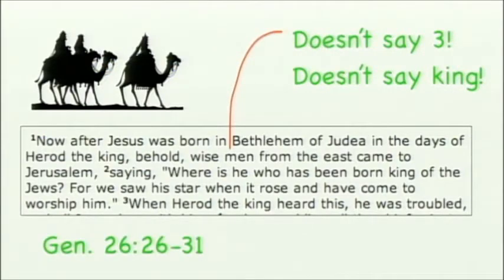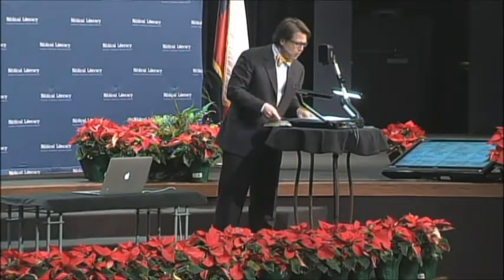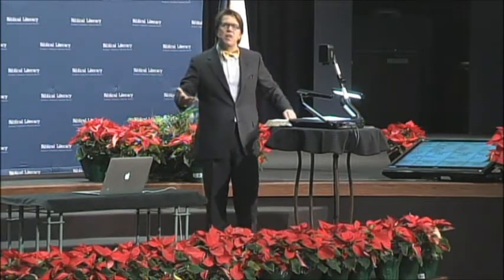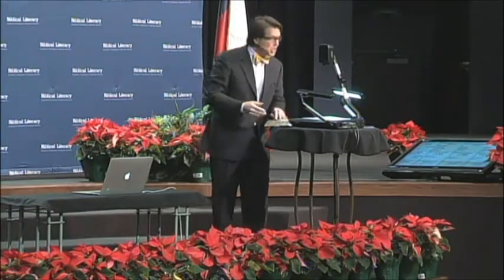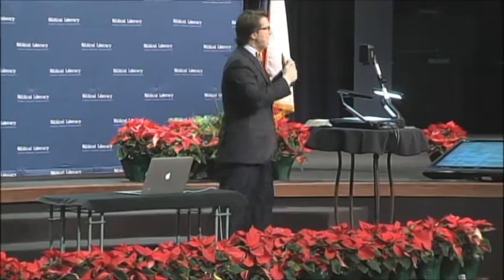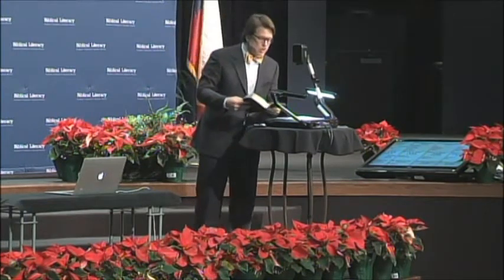Well, the number three comes from Genesis 26:26 through 31. And the early church, a couple of hundred years after Jesus, taught that Isaac, the son of Abraham, was a foreshadowing of Jesus, a type of Jesus in the Old Testament, if you will. It's because Abraham was called to sacrifice his son, and God said, no, don't kill him. I'll provide the sacrifice. And Isaac is seen as a predecessor of sorts to Jesus.